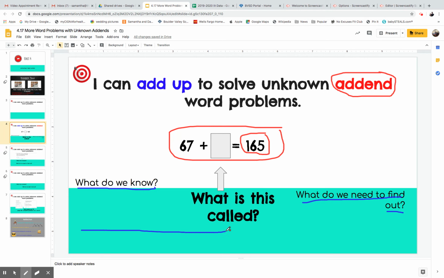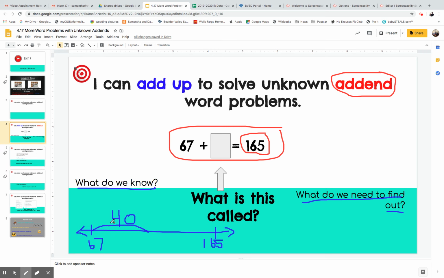One way you could think about this is by drawing the number line strategy that we've been working on in school. I would start at 67 because that's the addend I already have. And I need to figure out how many jumps I will make to total 165. I think I'm going to make a jump of 40 because I know 60 plus 40 is 100. I use what I know about my combinations to 10 to figure that out.